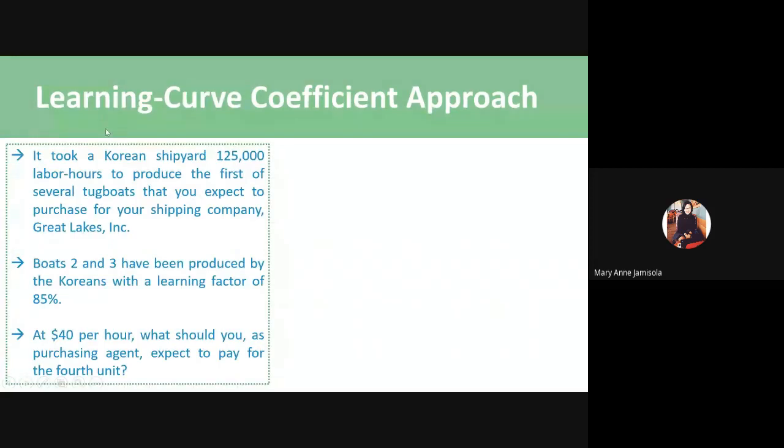Let's have this example. It took a Korean shipyard 125,000 labor hours to produce the first of the several tugboats that you expect to purchase for your shipping company, Great Lakes Incorporated. Boats 2 and 3 have been produced by the Koreans with a learning factor of 85%. At $40 per hour, what should you, as the purchasing agent, expect to pay for the fourth unit? So we are to pay $40 per hour. To compute the amount, we have to know how many hours it takes to finish the fourth unit.